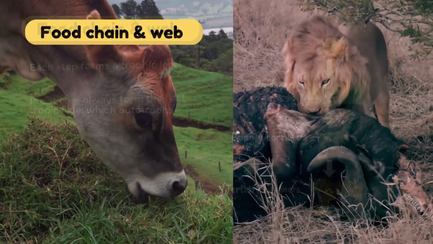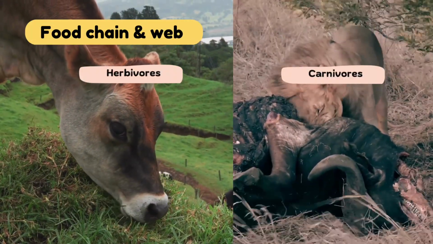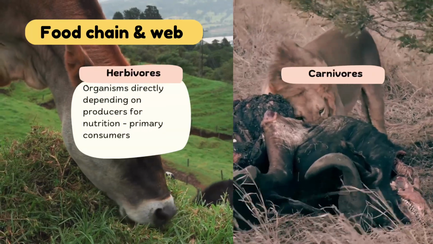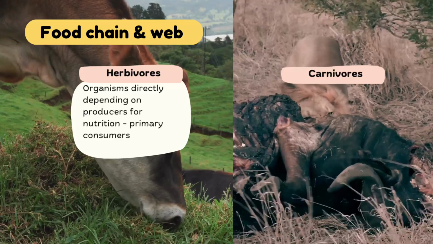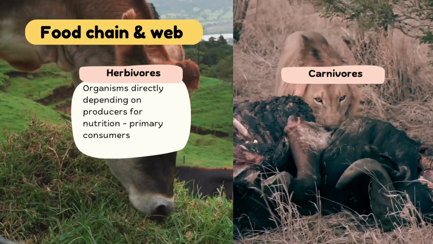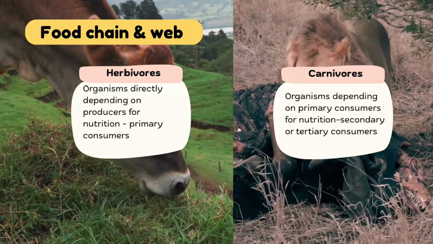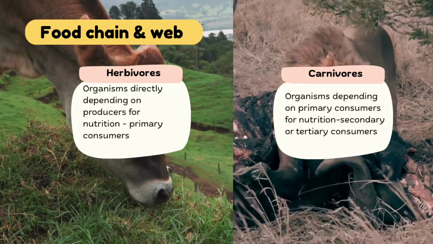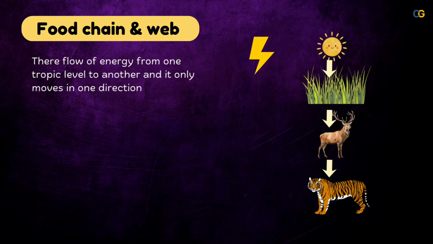The consumers are divided into two types, herbivores and carnivores. Herbivores are organisms that are directly dependent on producers for nutrition, and these are called primary consumers. Organisms depending on primary consumers for their nutrition are called secondary or tertiary consumers. There is a flow of energy from one trophic level to another, and it only moves in one direction.